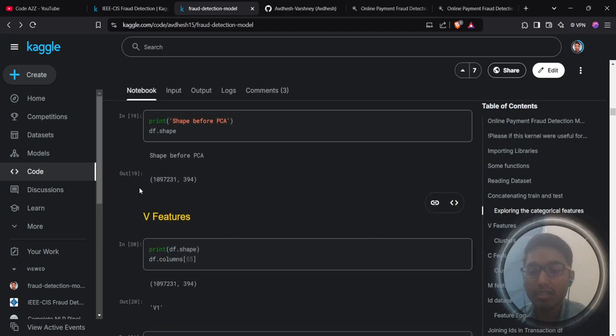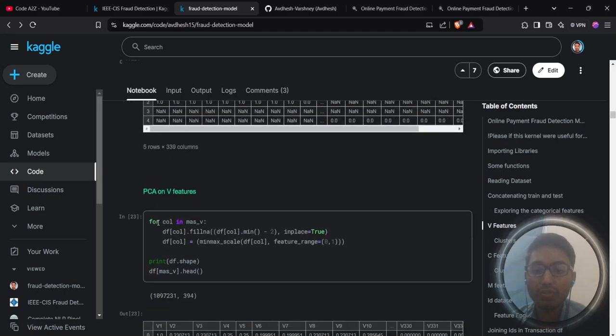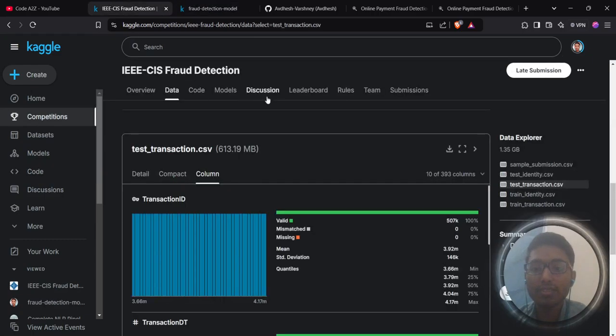Let's start with the V features. You can see the V features start from V1 to V339, so there are a total of 339 features, which is a lot of features. After going through the discussion on Kaggle, I had to analyze what these V features basically are. I found that these features contain information about the transaction: from which place the transaction occurs, to which place the money will transfer, what the initial steps are, what terminals were applied on it, what third party apps are being used, and a lot of things are encoded in these features.